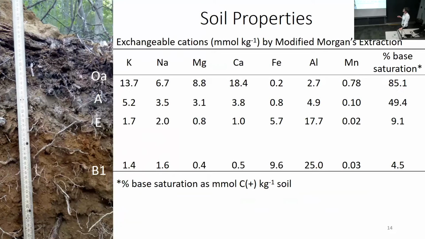And then for some of the chemical characteristics, you can see the O horizon has pretty high base saturation, and A is pretty high as well, but the E and the B are quite low, which you can also see verified by the high amounts of aluminum and iron in the E and the B horizons. We also have a relatively high amount of manganese in the O horizon compared to the others, which could also be of interest since it is a redox active metal.